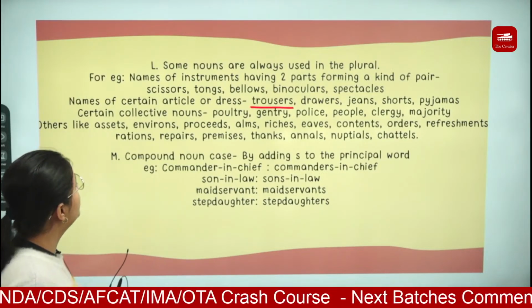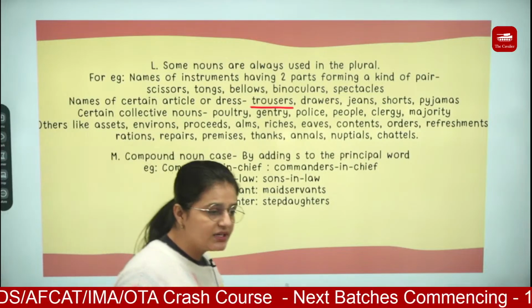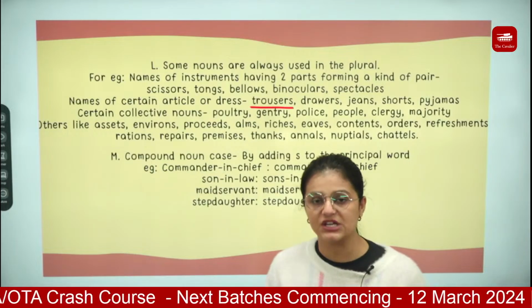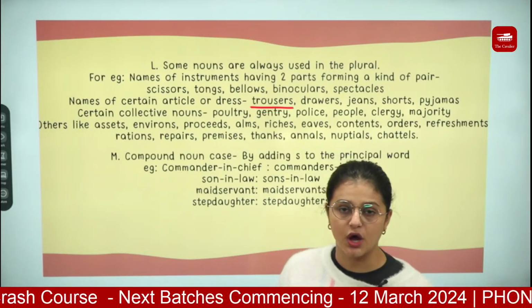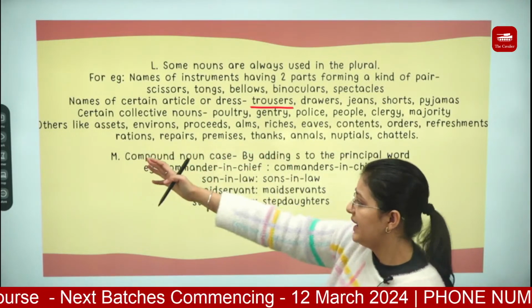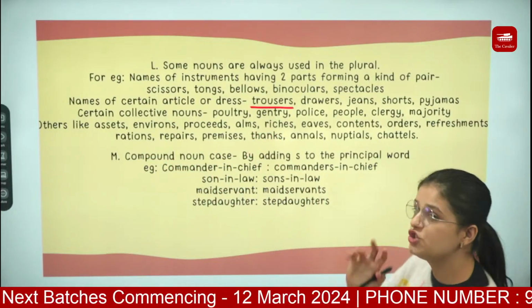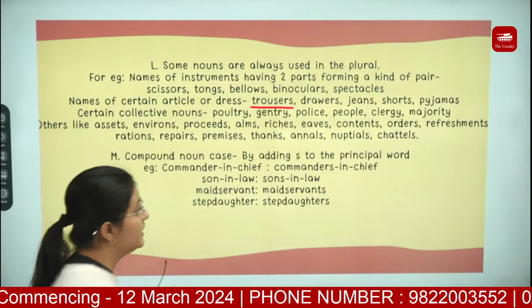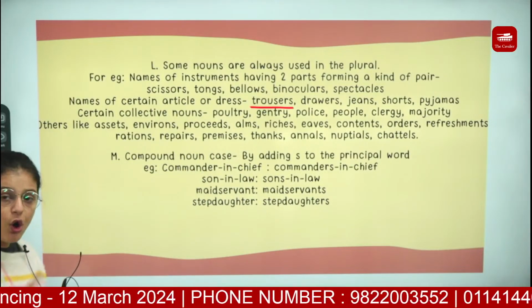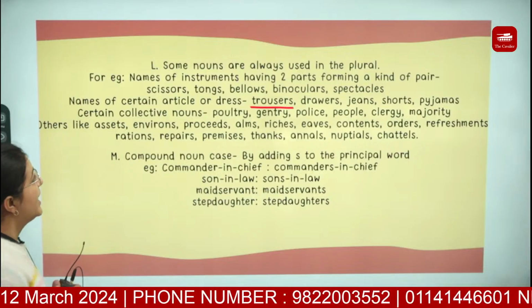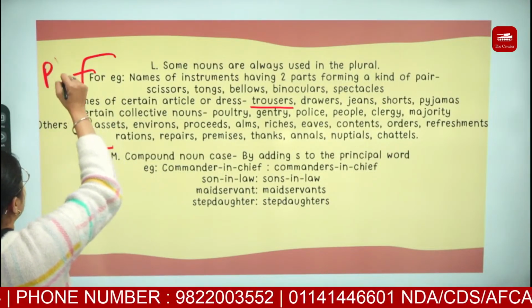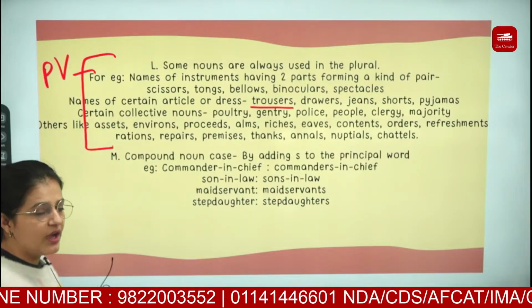There are certain collective nouns also which are always plural, and those collective nouns are poultry, gentry, clergy, police, authority. All these words are always plural, and they are going to have a plural verb.